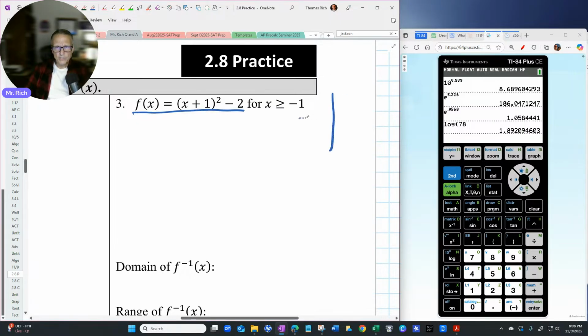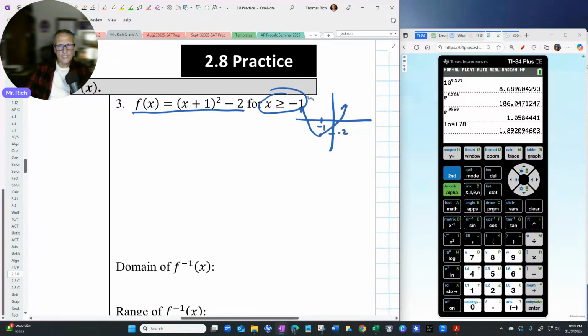So if we were just considering a quick sketch of what this graph would look like, we know that at -1, -2 is going to be the vertex, and it does have a positive leading coefficient. So this thing is going to be opening up in that fashion right there. And therefore, we know that the domain of this function is all real numbers, but the range is from -2 to infinity. But notice that they have restricted the domain to be only values greater than or equal to -1.